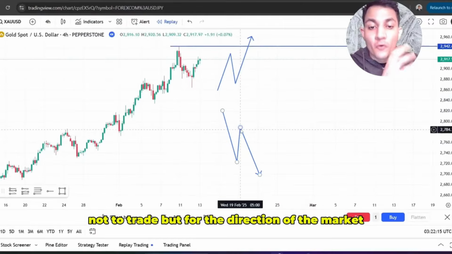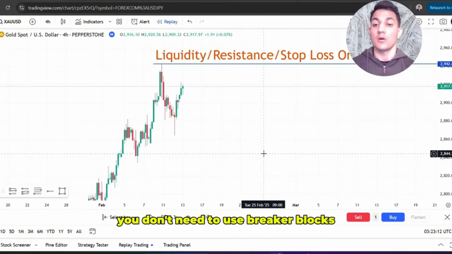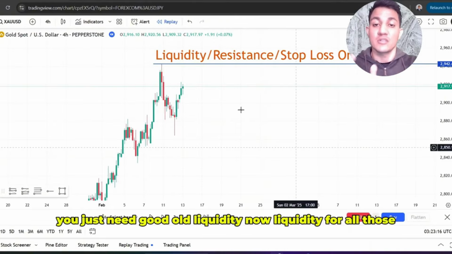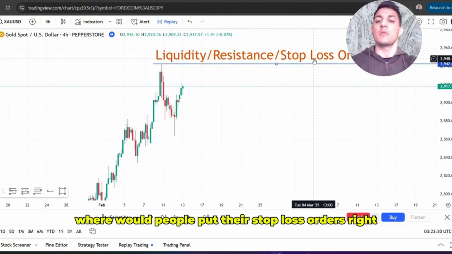But for the direction of the market, the only thing you need to use is liquidity, right? You don't need to use breaker blocks, order blocks, fair value gaps. You don't need any of that. You don't need volume profile. You just need good old liquidity. Now, liquidity, for those who don't know, is essentially where people would put their stop loss orders, right?